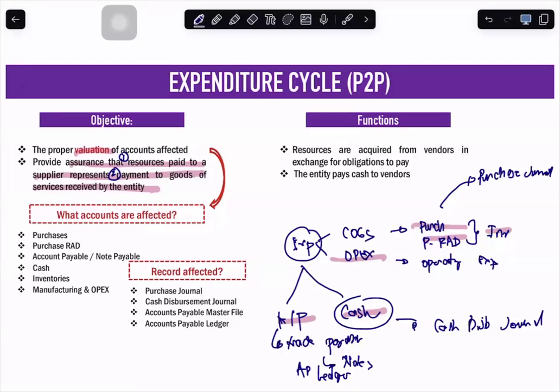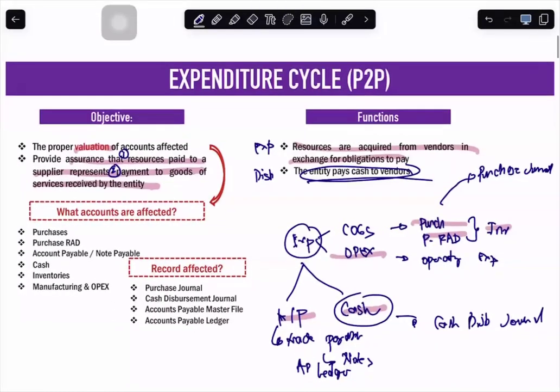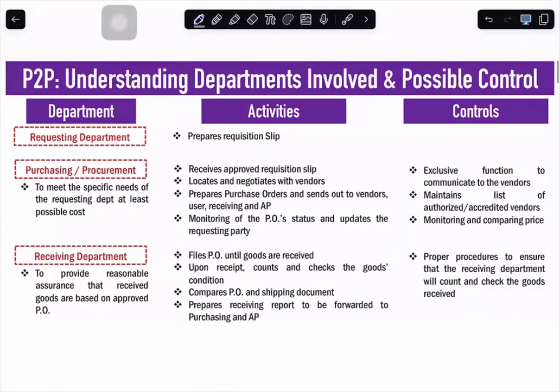Now, what are the functions within expenditure cycle? So we have two functions, two main functions. First, the acquisition or the expenditure. So resource acquired from vendors in exchange for obligation to pay. So this is the expenditure. And then ultimately, the disbursement, entity pays cash through vendors. So those are the two main functions within the expenditure cycle. Now, let's look into the departments involved and their possible control.